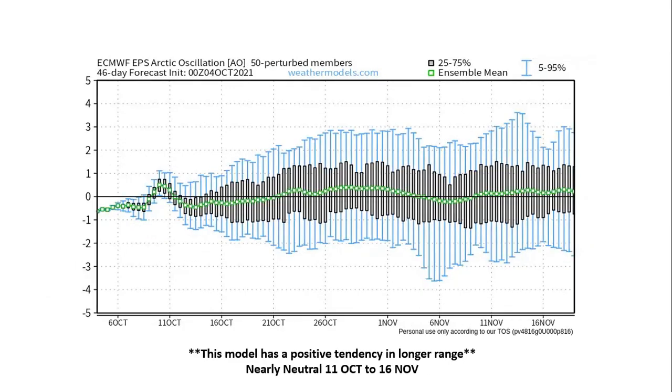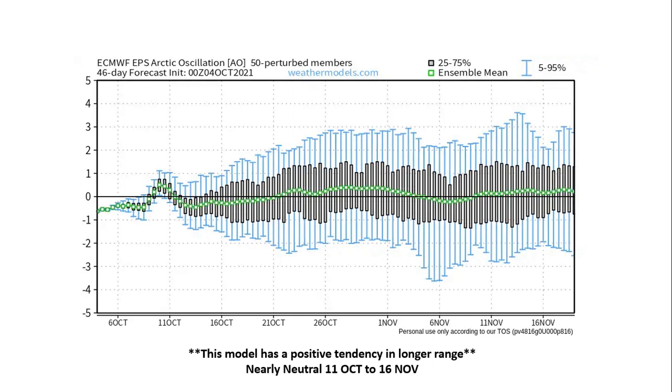The European EPS, Arctic Oscillation, 50 perturbed members. Now this one goes out a little bit further in time, all the way out to around the 18th of November. I want you to just pay attention to the green line on this particular forecast. This shows the ensemble mean, generally the average of all the ensemble model runs, of where the actual positioning will be of the AO.